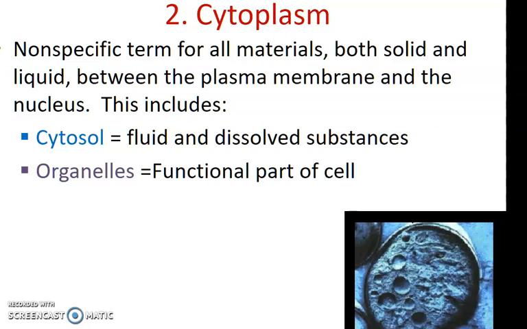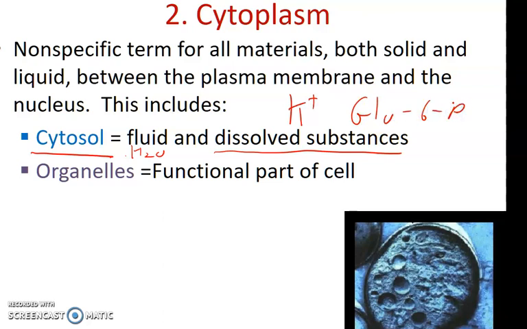So, we're going to talk about the cytoplasm and the organelles. Now, the cytoplasm is all the fluid portion of the cell and all the organelles found in it. The fluid portion is called cytosol. It is mostly water and other dissolved substances like potassium, glucose, and it's actually glucose 6-phosphate, and some other things that dissolve, and organelles. Those are the functional parts of the cell.